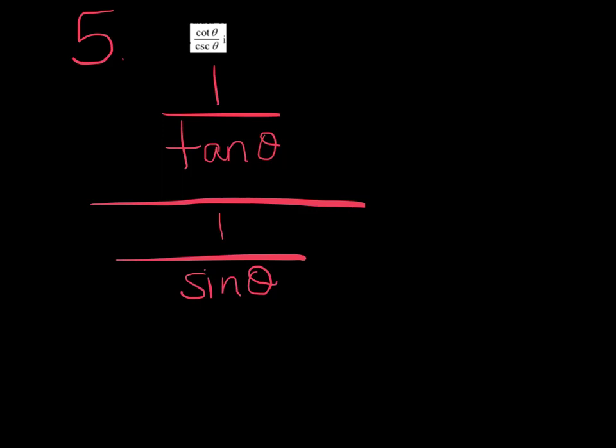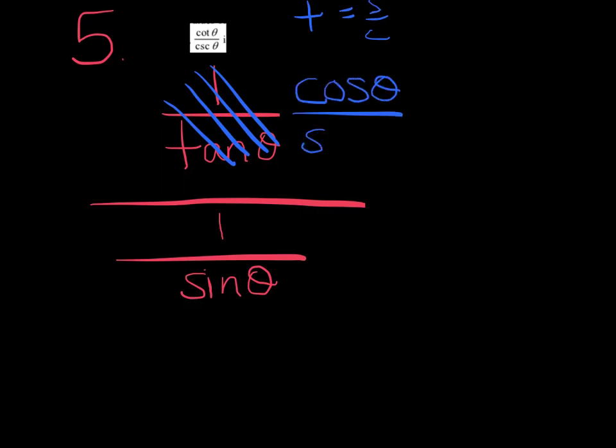This tangent is never very useful. We could leave it like that, but we could also replace cotangent with who? Remember, tangent is sine over cosine. So cotangent is going to be cosine over sine. So I think, in fact, it would be better to use cosine over sine divided by 1 over sine.